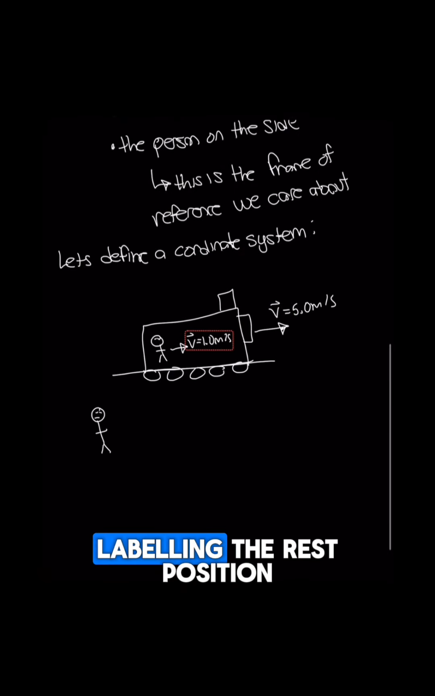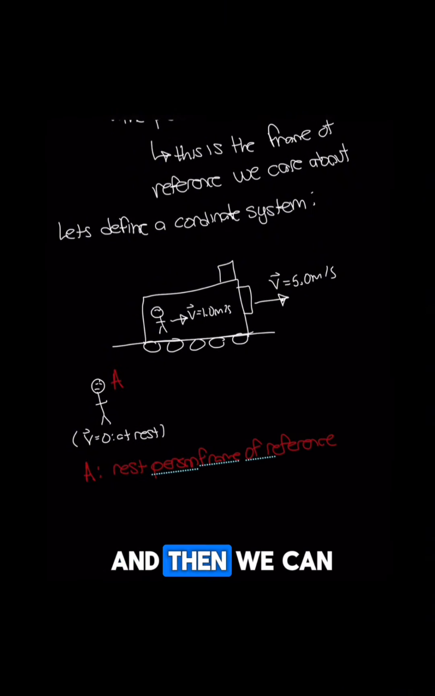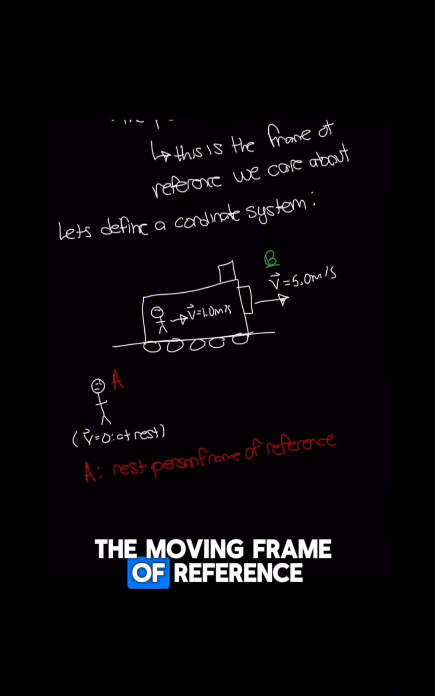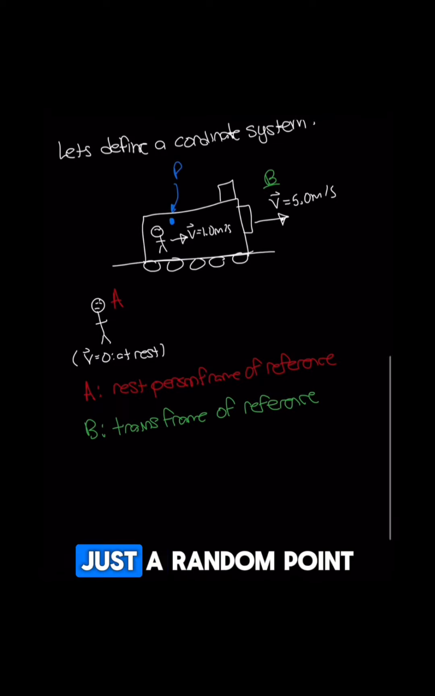You can define a general coordinate system that works for any scenario that has 3 frames of reference. We can start by labeling the rest position A, which is the rest person's frame of reference, and then we can label B the moving frame of reference, which is the train's frame of reference. Label the person in the train P, just a random point.